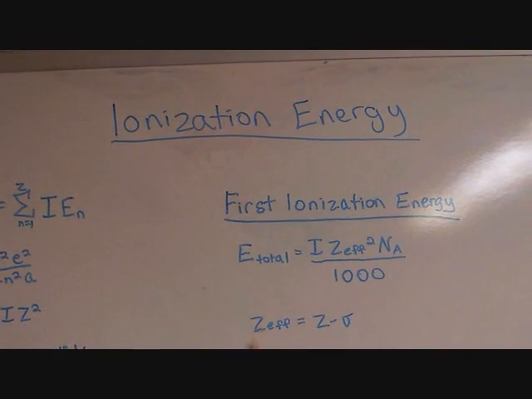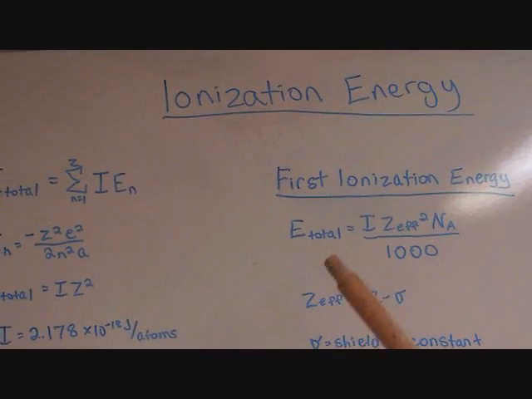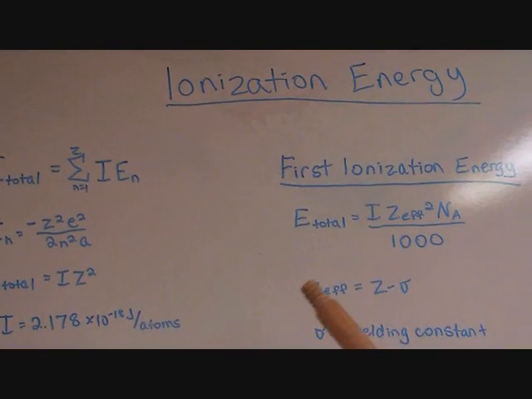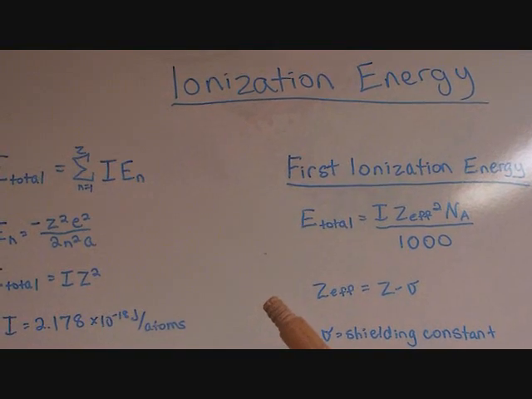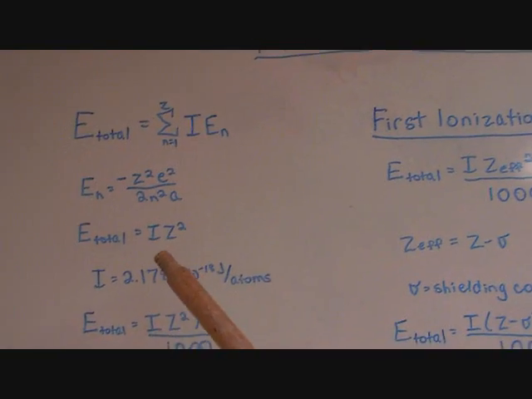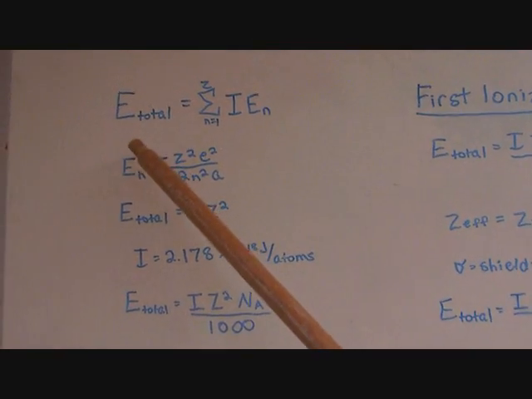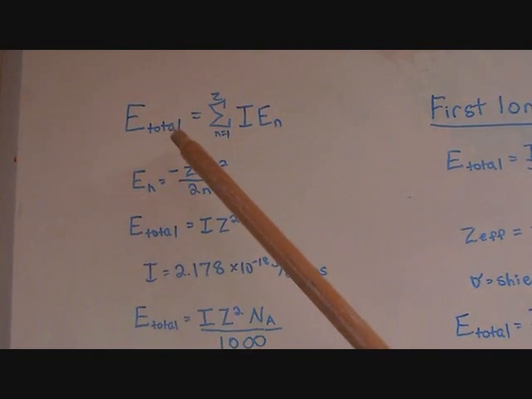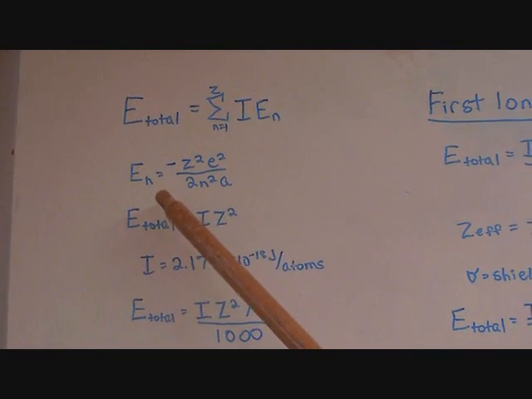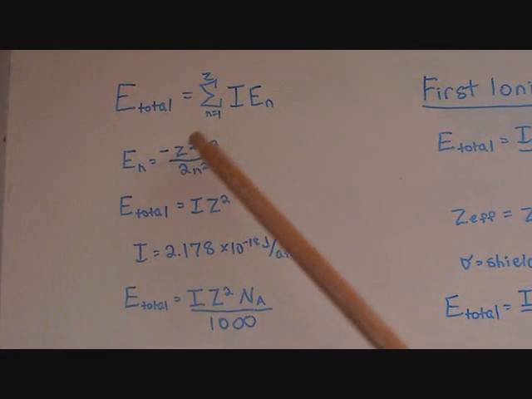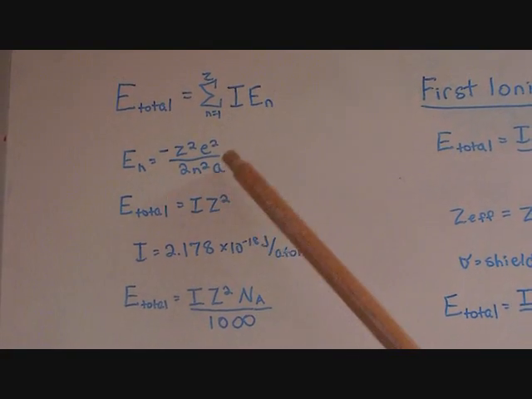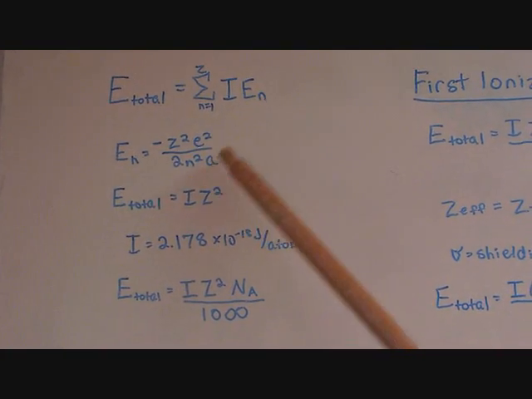The next part of this lab deals with ionization energy. We were to calculate the first and second ionization energies for a given set of atoms. So the equation for ionization energy is given here, where E sub n, the energy, equals this given equation right here. Now the energy right here is in Hartrees.